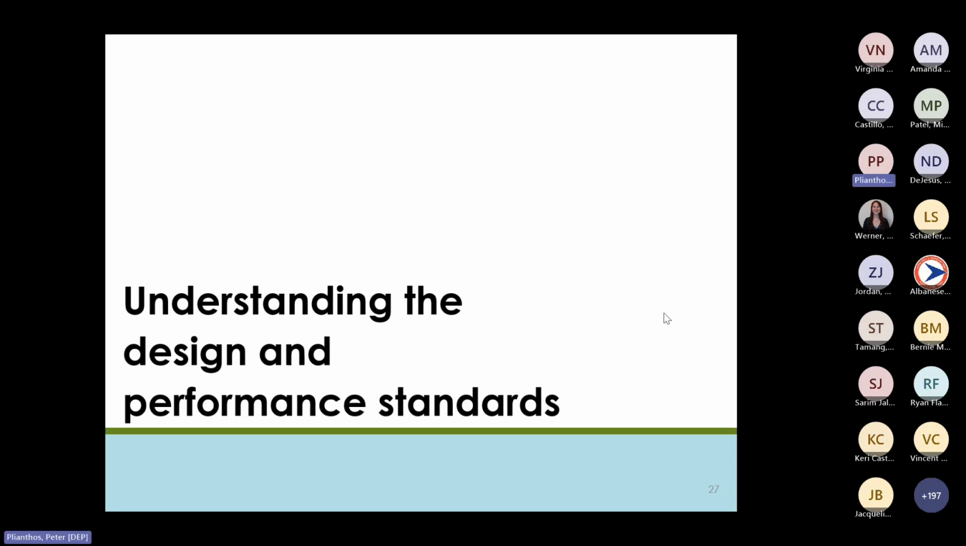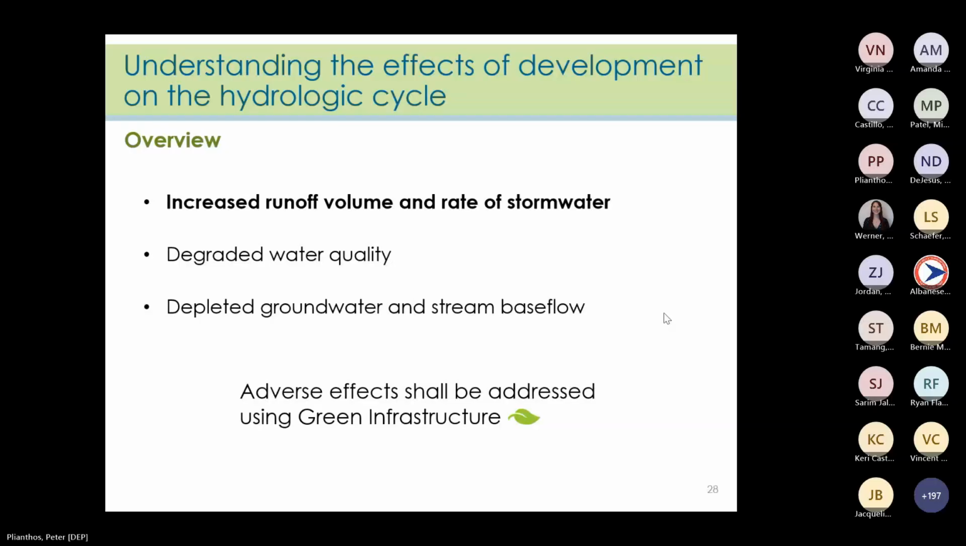In the last part of this presentation, we'll take a look at the design and performance standards in place to address the adverse impacts of land development that we discussed previously. These standards are found in the Stormwater Management Rule, Title 7, Chapter 8, or 7:8. As a reminder, here is an overview of those adverse effects of land development previously discussed. Under the current rule, there is a requirement to mitigate these adverse impacts using green infrastructure, which acts to reproduce as closely as possible the natural hydrologic cycle, but more on that requirement later.